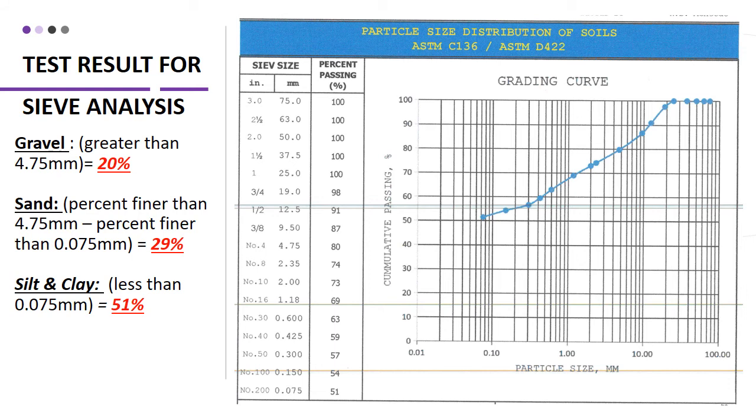So this is an actual test result. We have here sieve openings in millimeters as well as in inches, and the percent passing of the soil per sieve opening, per sieve number. So for example, this is usually the test result that you will get from the testing lab from the conduct of the sieve analysis.